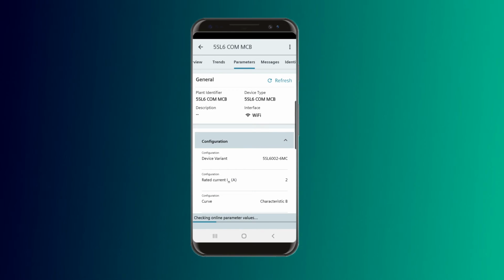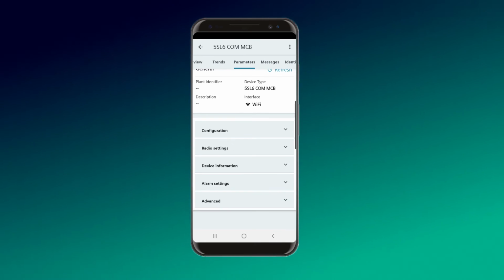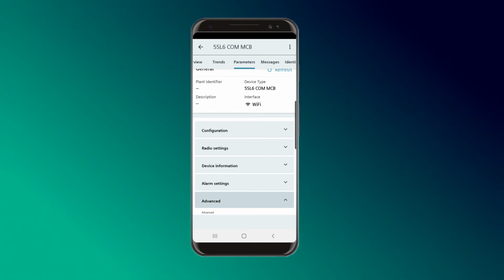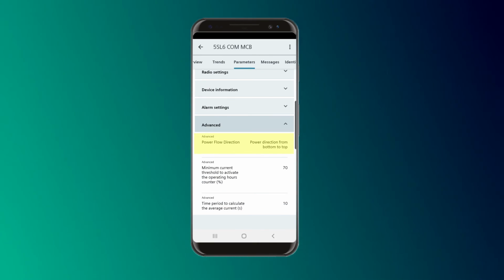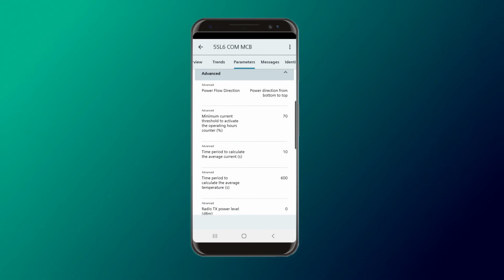With other device types, such as the 5SL6 COM MCB, the power flow direction, which affects the energy counters and the power factor, can be changed under Advanced. The parameters for averaging can also be found there.